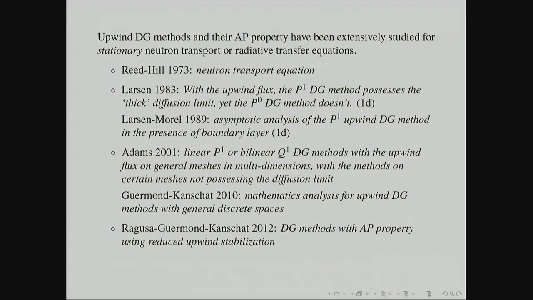So it turns out upwind DG methods under the AP property have been intensively studied in the literature for neutron transport and the radiative transfer equation, particularly a lot of work for stationary problems. And we know the first DG work for hyperbolic problems was done for the neutron transport equation. This was done by Reed and Hill in 1973.